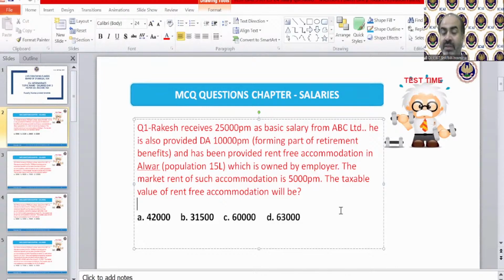We finalized that it's a rent-free house question. We finalized it's an owned case provision. We found out that 10% of salary will be applicable in this question. Now you start solving: find the salary and then apply 10%, and you will have your correct answer. So I'm waiting for your answer.